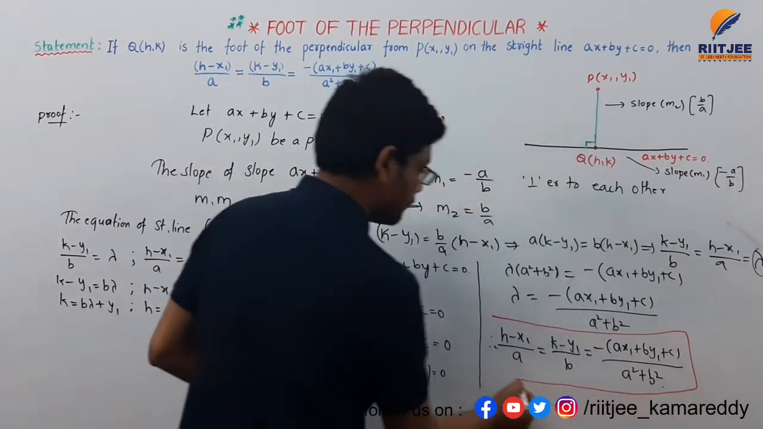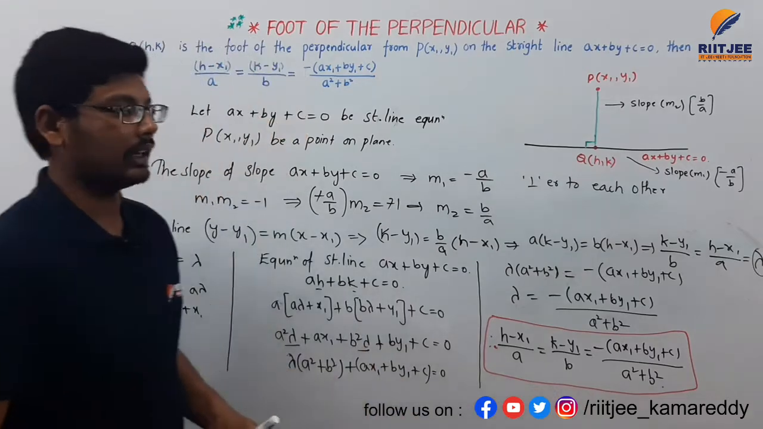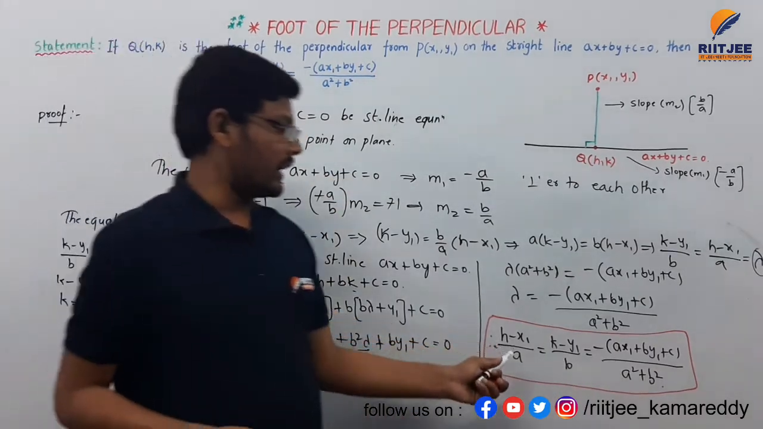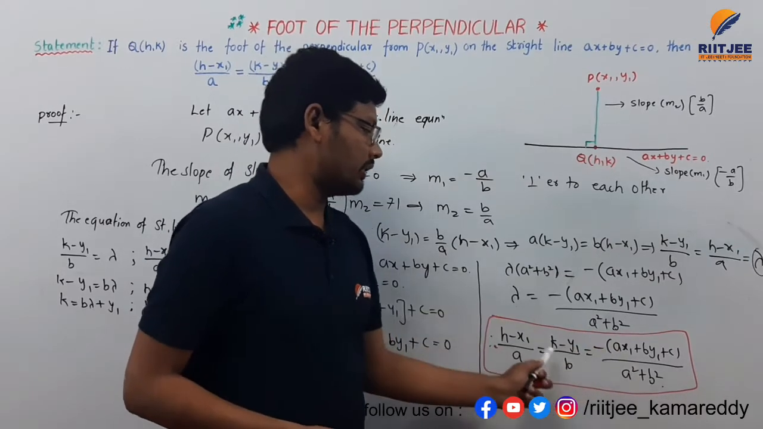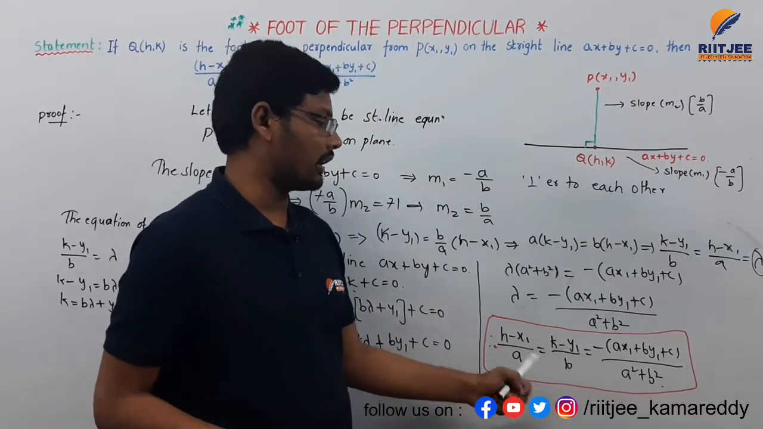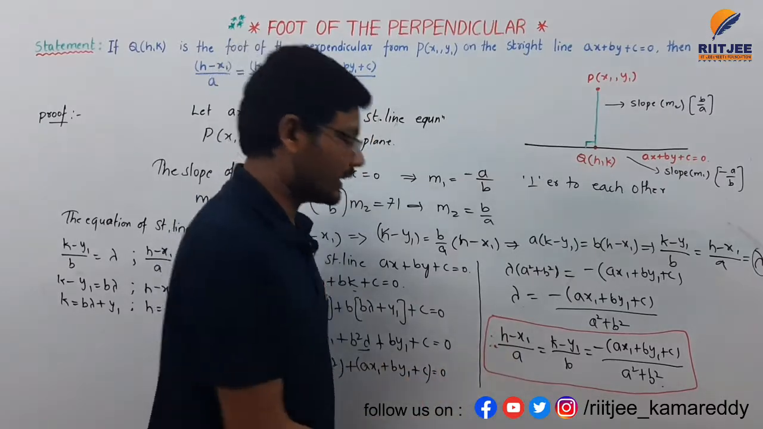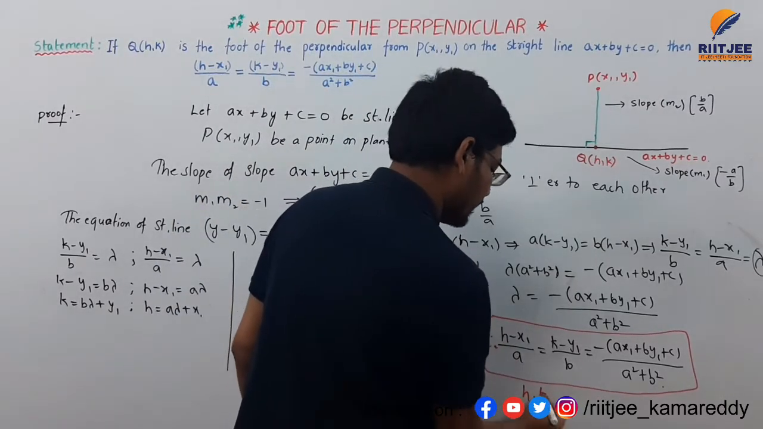If you want to find the foot of the perpendicular from any point, substitute the h and k values, a and b values, c value and x1, y1 values, and you will get the foot of the perpendicular. Here the foot of the perpendicular is only h comma k.